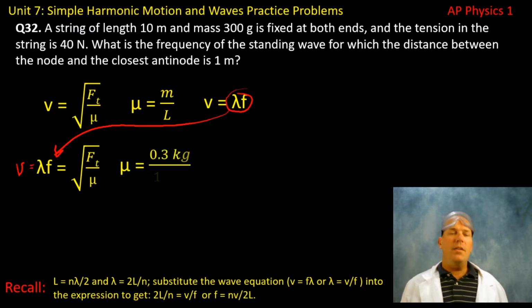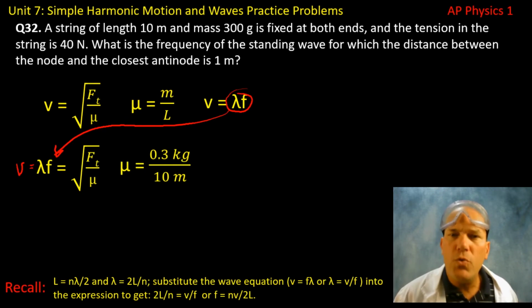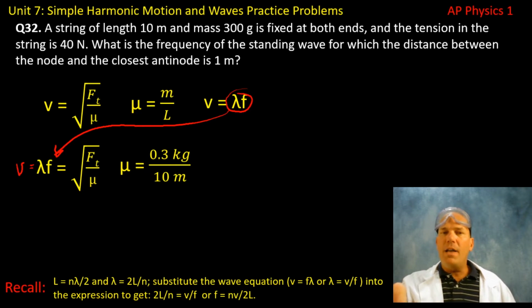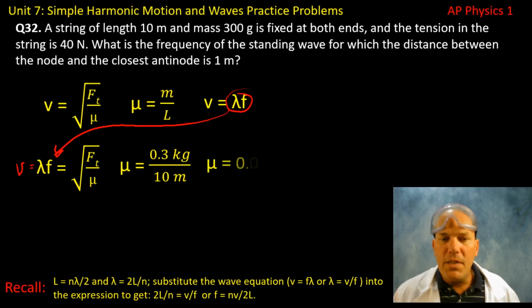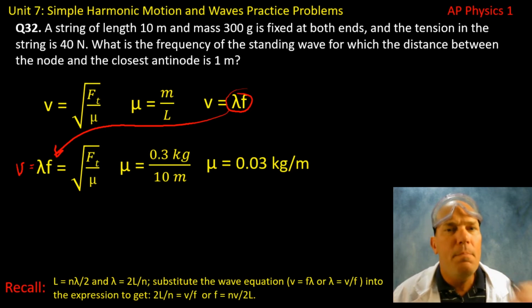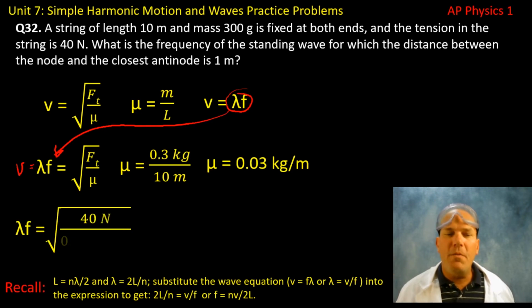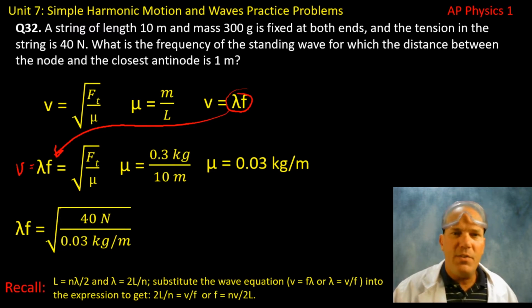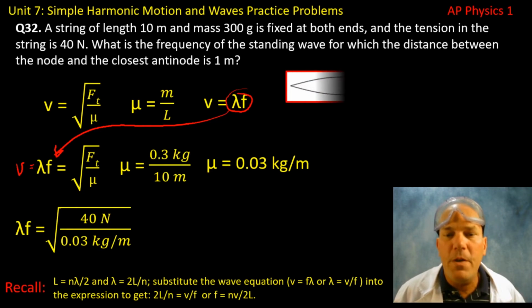Then we can look at mu. Well, we're given the mass of the string. Be careful, please make sure you bump that decimal 3 to the left and get it into SI. We need it to be in kilograms, don't make that common mistake. Divided by 10 meters gives us the linear mass density, or mu, equal to 0.03 kilograms per meter. Now we have everything we need. We know the force of tension is 40 newtons. We just calculated mu. We set that equal to velocity expressed in terms of lambda and frequency.